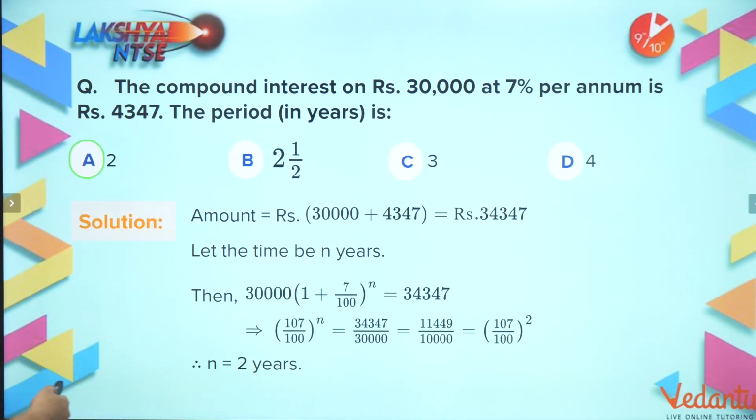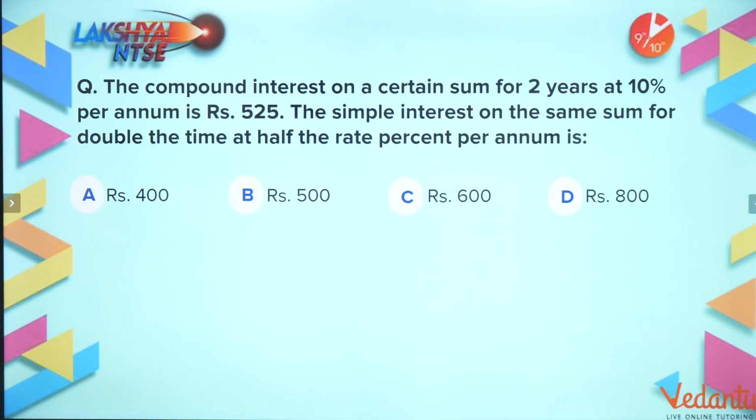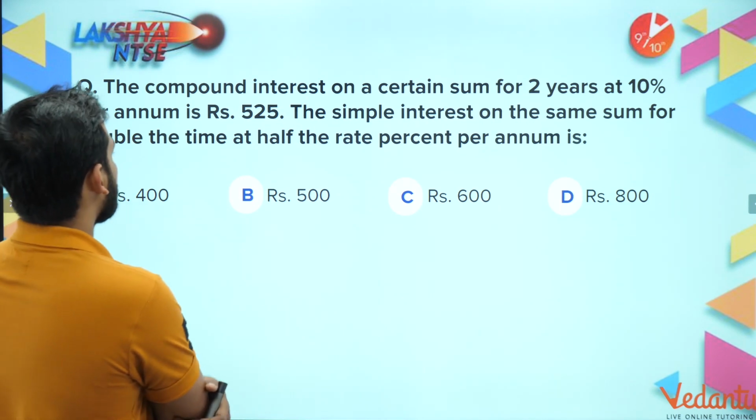So the next question we have is the compound interest on a certain sum for 2 years at 10% per annum is rupees 525.